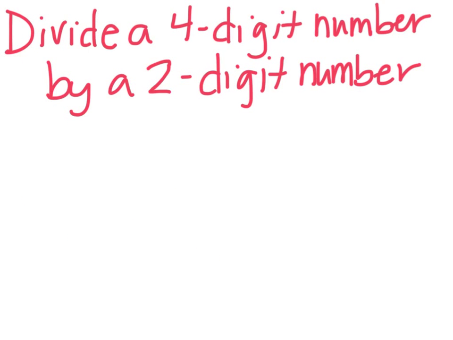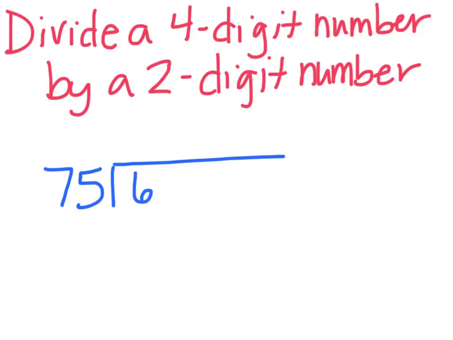All right, now this gets really fun. We're going to divide 4-digit numbers by 2-digit numbers. We set this up as an L division problem or a long division problem. In this problem, we're going to divide 6,118 by 75.